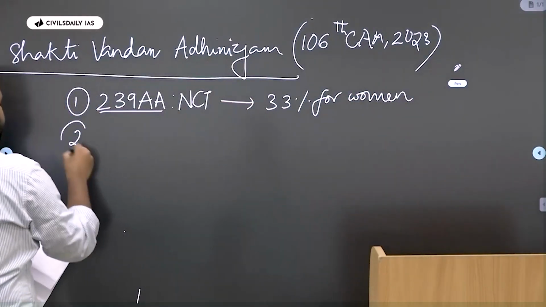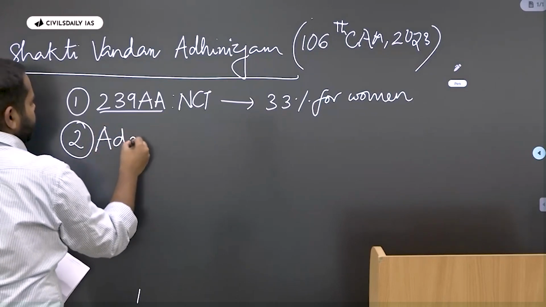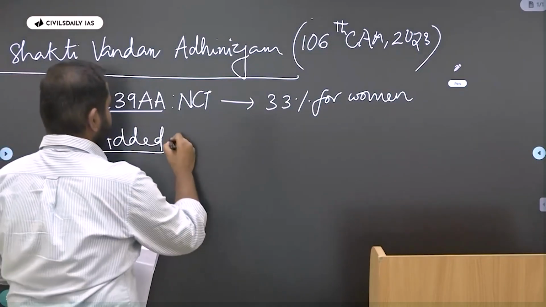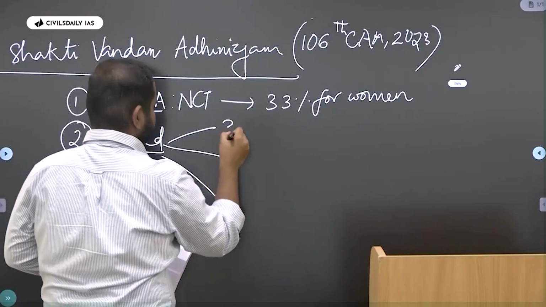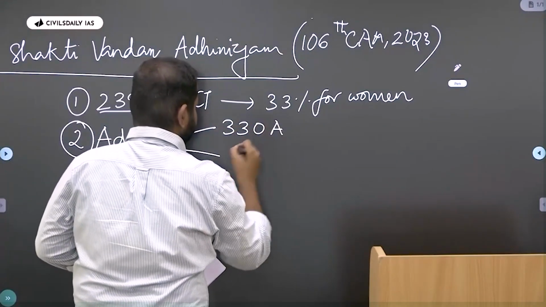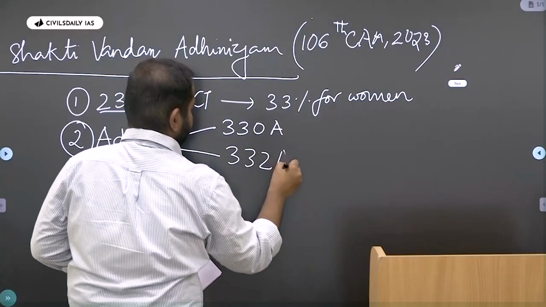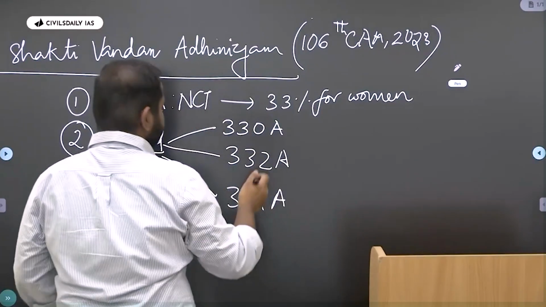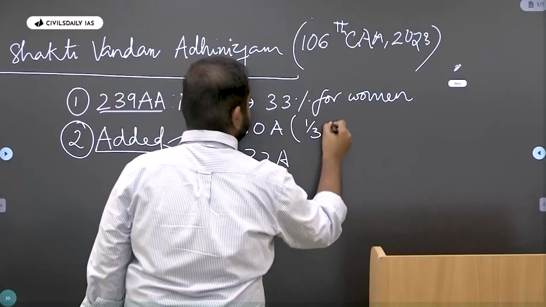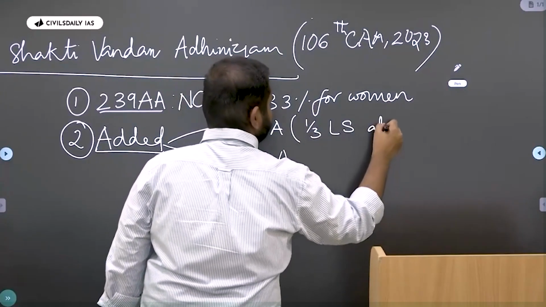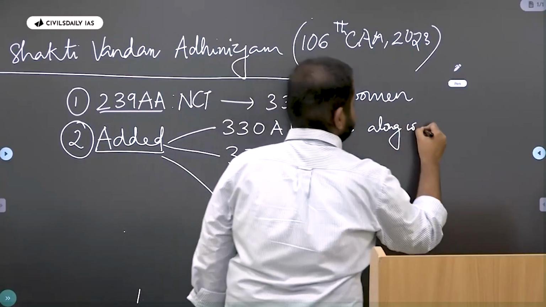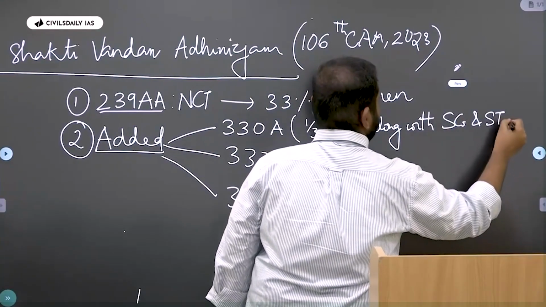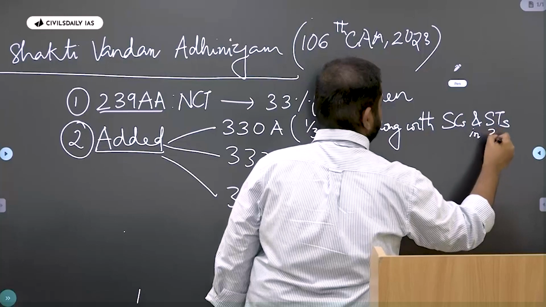Then it has added a few articles. One is easy to remember: 330A, 332A, and 334A. This talks about 1/3 in Lok Sabha, along with reservation for SCs and STs, as mandated in Article 330.